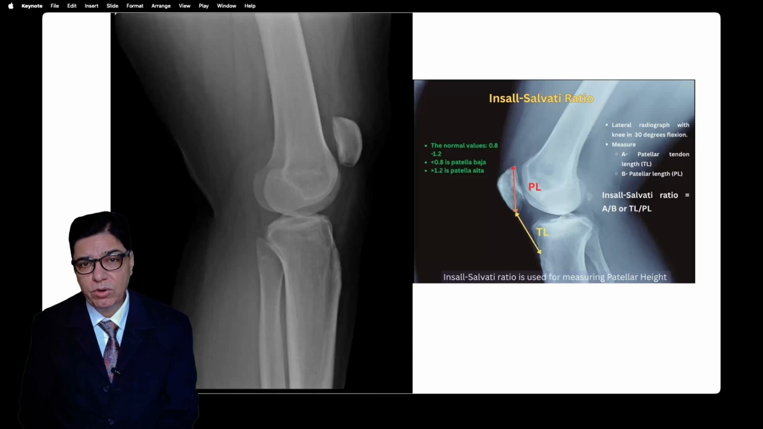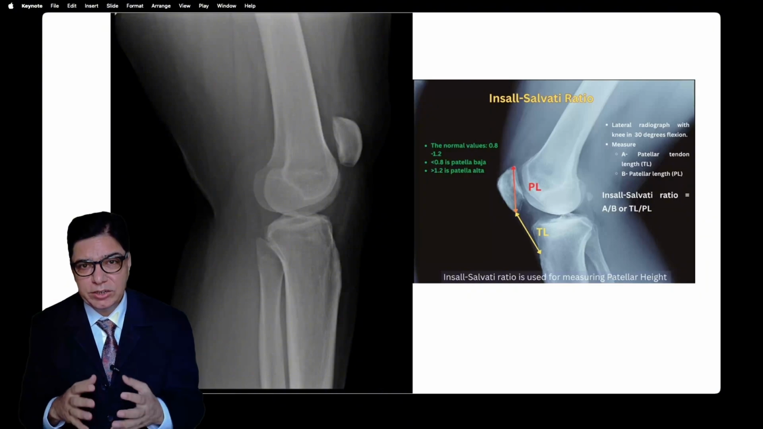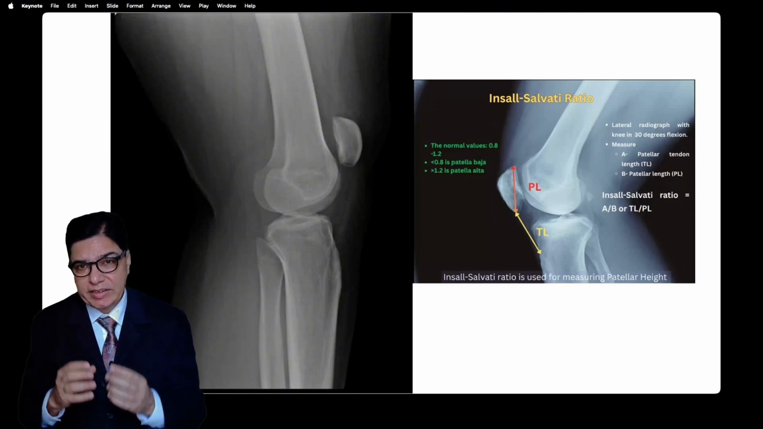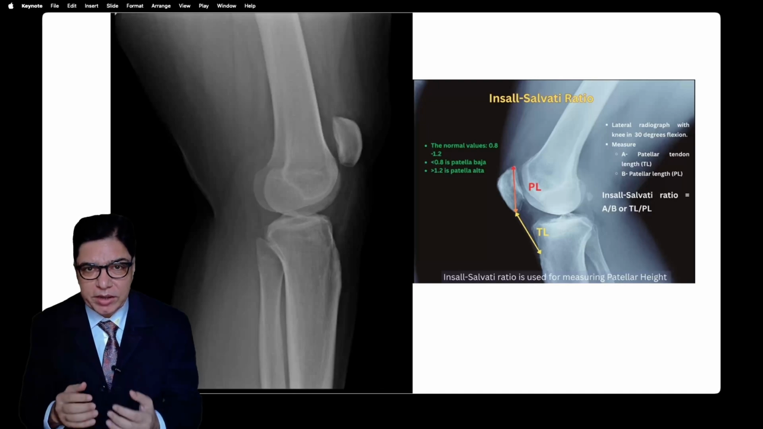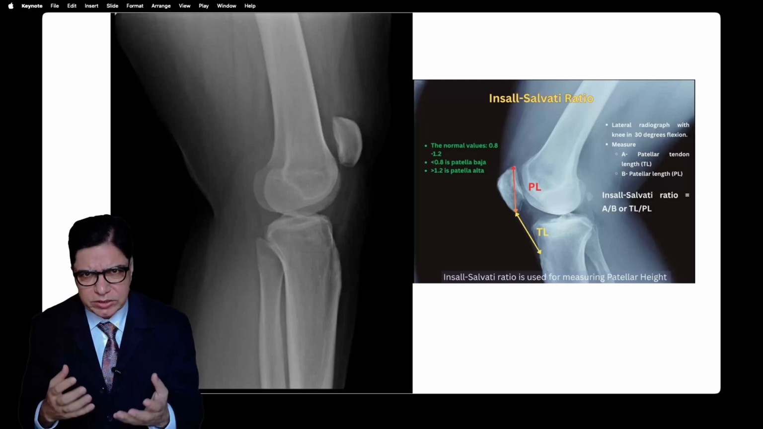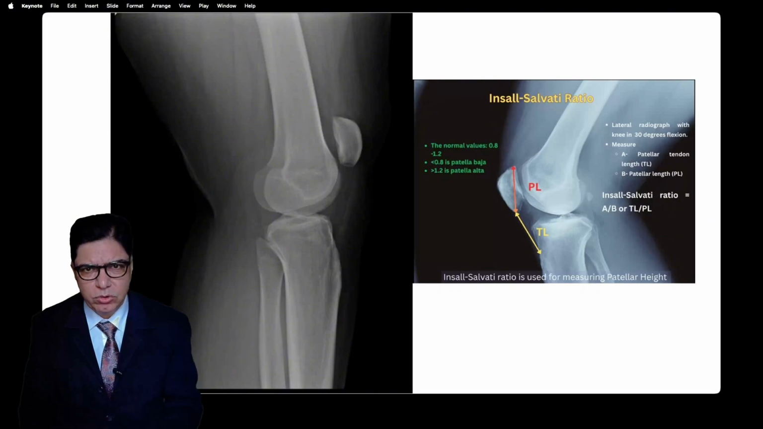So what you do when you've got the x-ray in front of you, you measure what we call the Insall Salvati ratio. So Insall Salvati ratio is basically a ratio of the patellar tendon length divided by the length of the patella itself. So how do we measure these things on the x-ray? So if you look, this is a lateral view of an x-ray, and in this x-ray you can see that the patella is quite high up. This is Patella Alta basically.